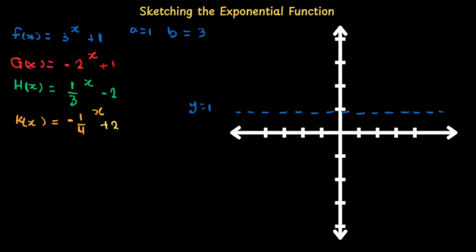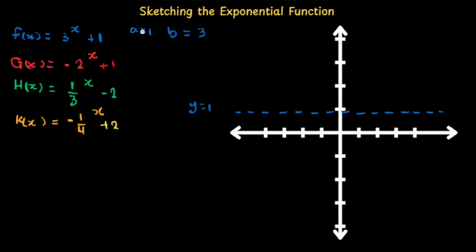I then want to see whether this function is going to be increasing or decreasing. Now, if you guys can remember, in the video on shape for the exponential function, I explained to you guys that when the value of a is positive and the value of b is greater than 1, we are going to get an increasing function above the horizontal asymptote.